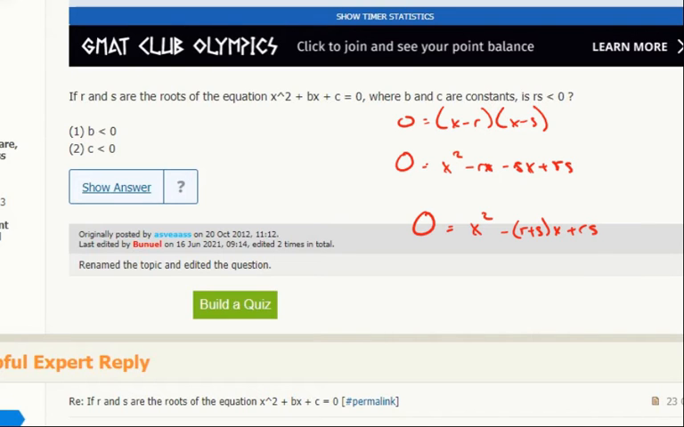is rs less than 0? Well, the rs is what we get basically when I do the last part of the foiling. So number 1 tells me b is less than 0. B is the coefficient in front of the x. It's telling me b is negative.